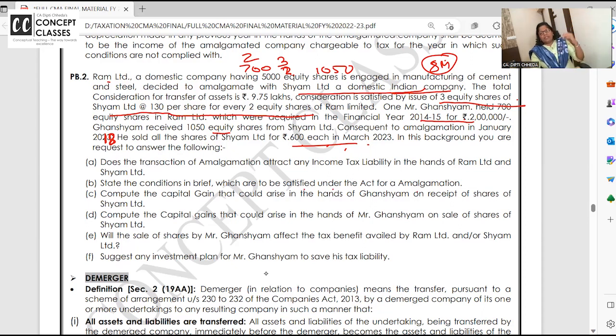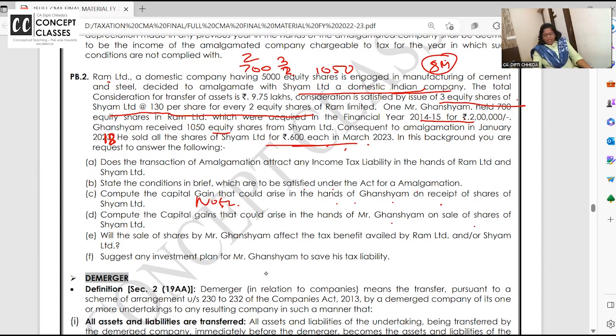All assets and liabilities should be transferred, shareholders should agree, and Shyam Limited, the new company, should be an Indian company. I'm discussing orally, I'll do it later. Compute the capital gain that would arise in the hands of Ghanshyam on the receipt of shares. Nothing. Ghanshyam is a shareholder who got Shyam's shares in exchange for Ram's. At that time, does he have to pay any capital gain? No, nothing. Compute the capital gain which would arise to Ghanshyam on sale of shares of Shyam Limited. Yes, this has to be computed.